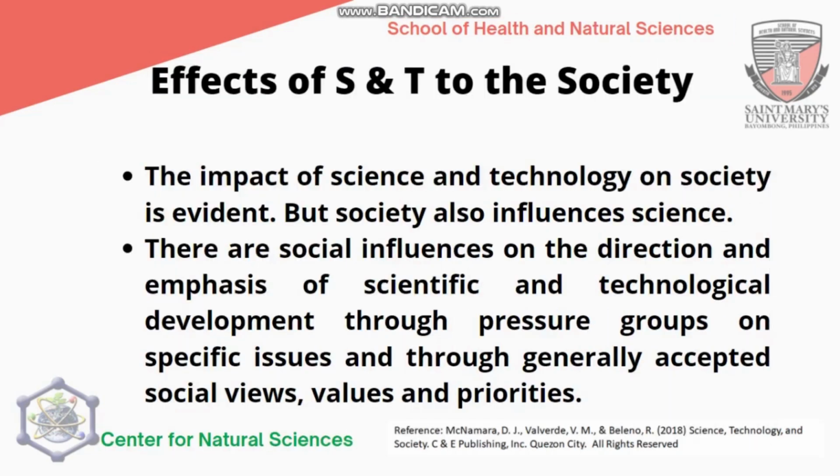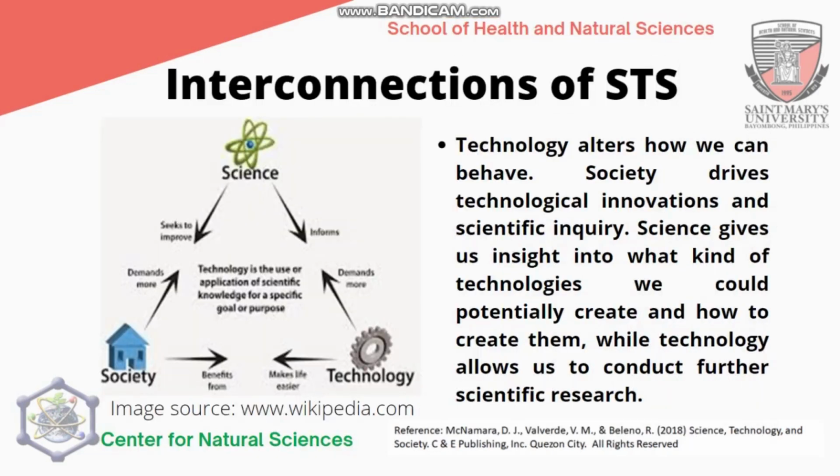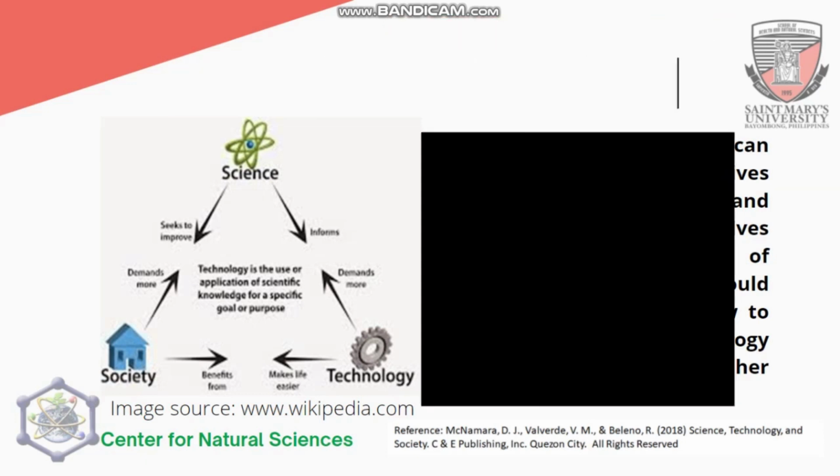The impact of science and technology in society is evident, but society also influences science. How? There are social influences on the direction and emphasis of scientific and technological development through pressure groups on specific issues and through generally accepted social views, values, and priorities. Technology alters how we can behave. Society drives technological innovations and scientific inquiry. Science gives us insight into what kind of technologies we could potentially create and how to create them, while technology allows us to conduct further scientific research.